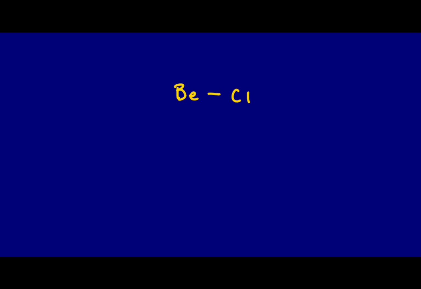even though this is a metal bonded with nonmetals, this is going to be a covalent compound. And so we can think about shape first. Now there's two groups of electron dense regions around our center atom, around beryllium. And because it's only two regions, that is going to give us a linear shape.